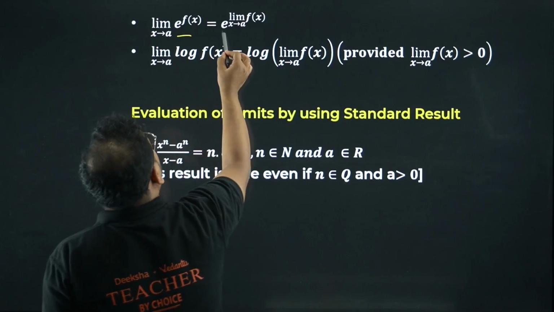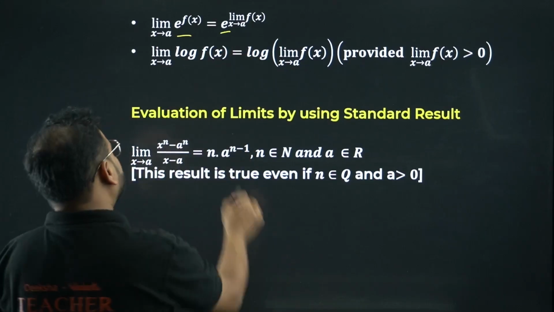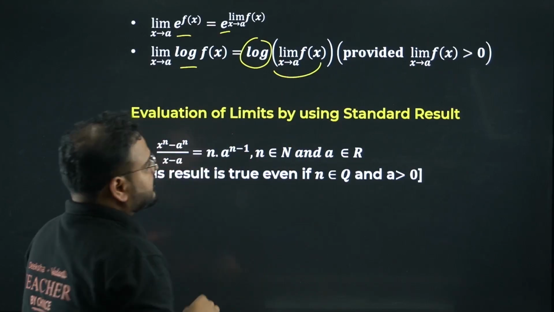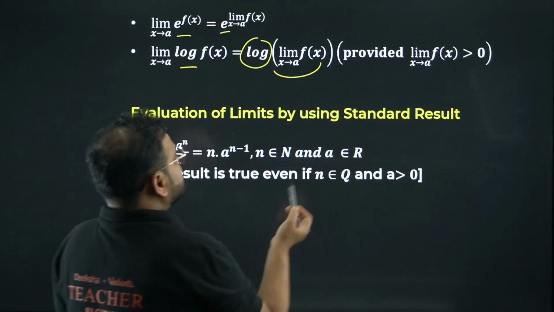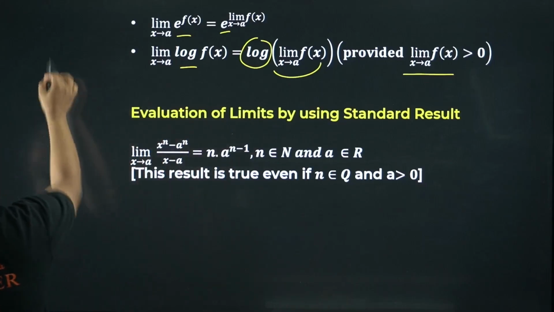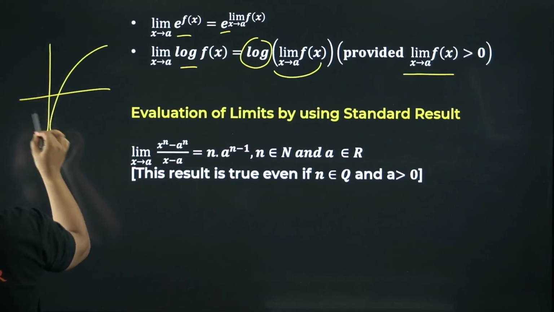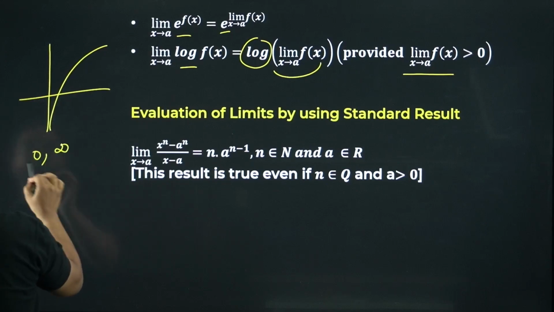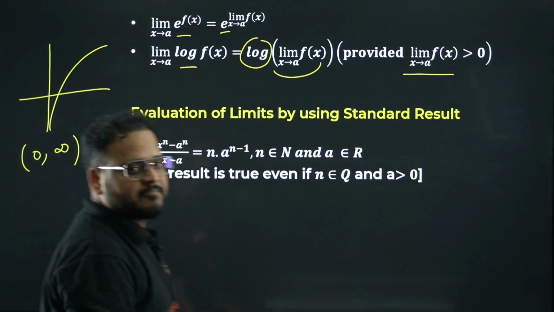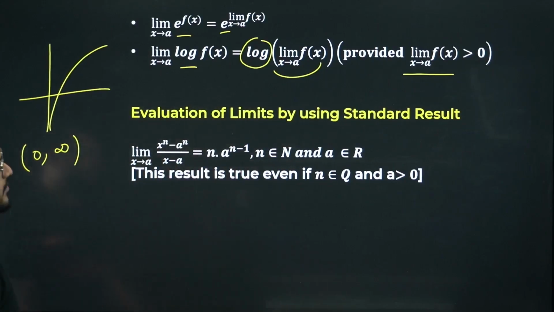You can take the limit of the function first, then apply the exponential function to this. Same goes in the case of log also. Take the limit of the function first, then apply log to it. Of course this value has to be more than 0, because log is not defined for a value less than 0, right? Remember the graph of log? This is the log function. You don't have a value of x less than 0. Domain is going to be 0 to infinity, 0 is open actually. This is your domain of the log function, 0 to infinity, only positive real numbers.